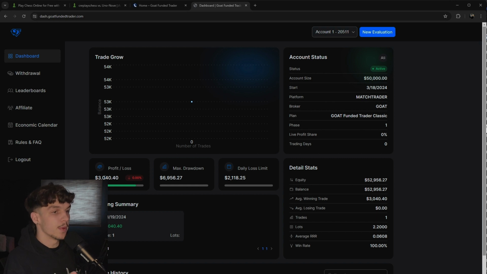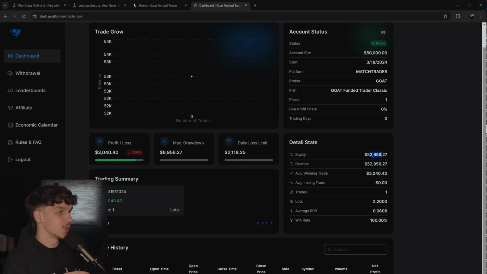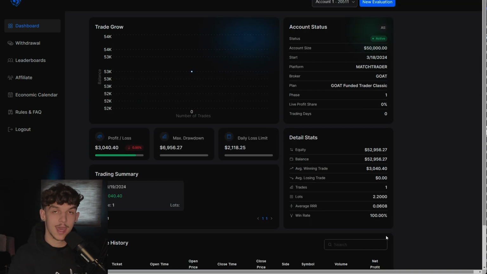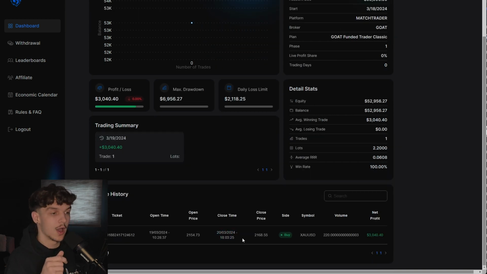But going into the account now, this is a $50,000 account, so nothing massive, but nothing small. It is currently up $3,000, well, $2,956 after swaps and fees and all that type of stuff. The trade that I took yesterday was XAUUSD, and it was a net profit of $3,000, which is a 6% gain on this account. This trade was closed on the 20th. Today's the 21st, so this was the trade taken yesterday.